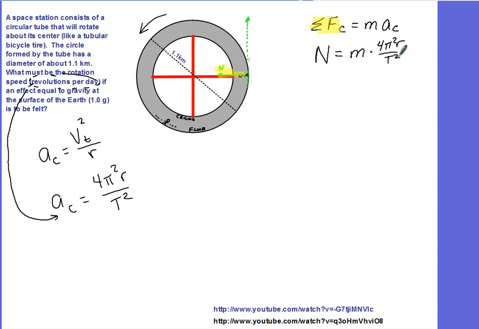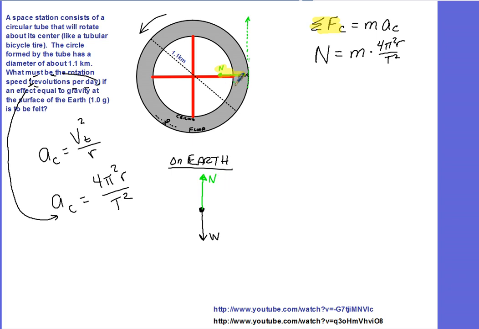Now this next part's a little bit tricky. On Earth, the person just standing there would feel something like this. These would be the forces that are acting on a person on Earth. The Earth would be pulling them with a force called the weight of that person. And the ground would be pushing them up with a force called N. And that N is no different than this N.